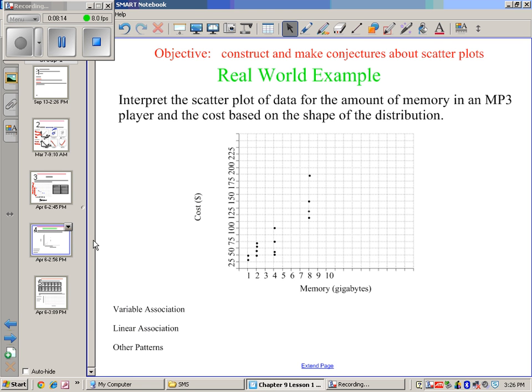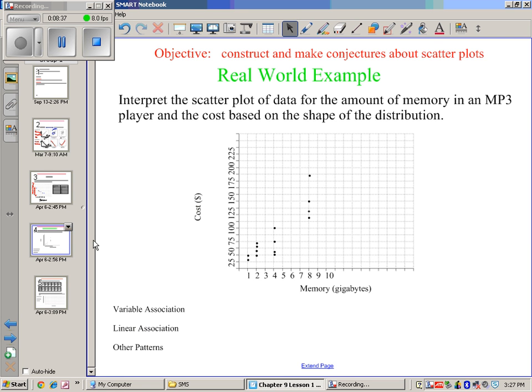Okay, variable association. Remember variable association? We had 3 types. We had positive, that's when x and y both increased. We had the negative, x was increasing as y was decreasing, and no association, which is just points all over. So which one do you think this chart represents the most?